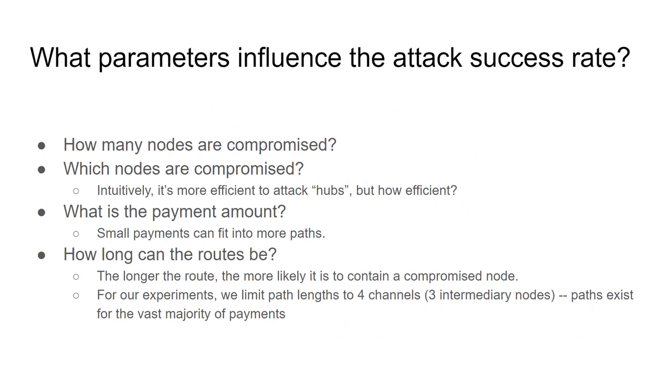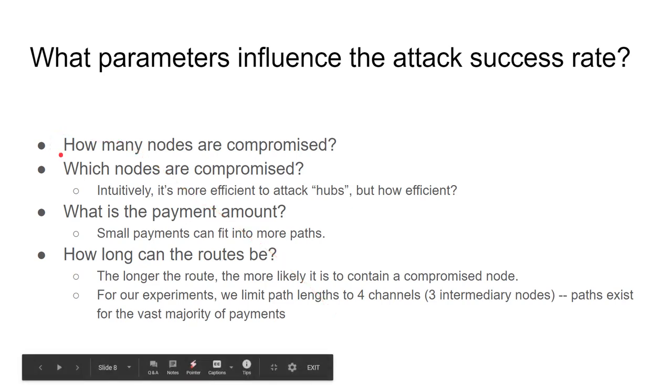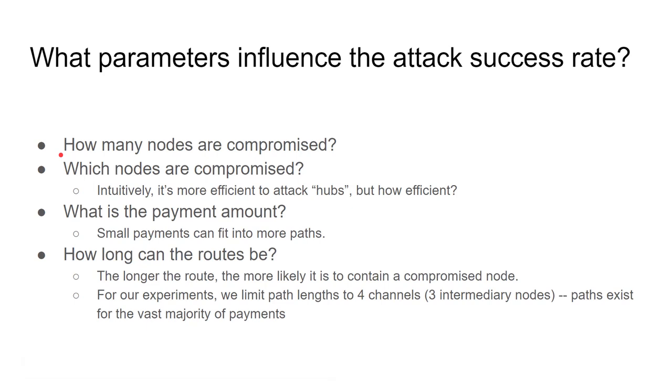Now let's talk about what parameters influence the attack success rate. First of all, it's important how many nodes are compromised. Of course, if the whole network is under adversarial control, then it's basically game over and everything is very bad. If the attacker has only one node somewhere on the periphery of the network, it's probably not scary at all. So we're trying to quantify what happens in the middle, how many nodes an attacker should compromise to achieve some non-negligible success rate of the attack.